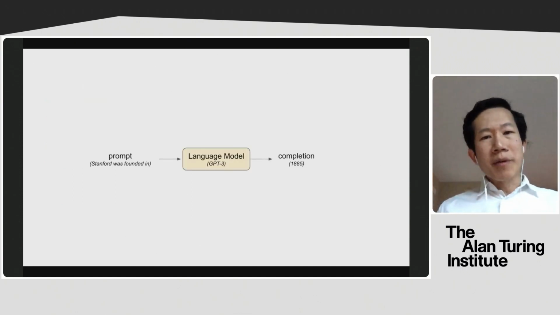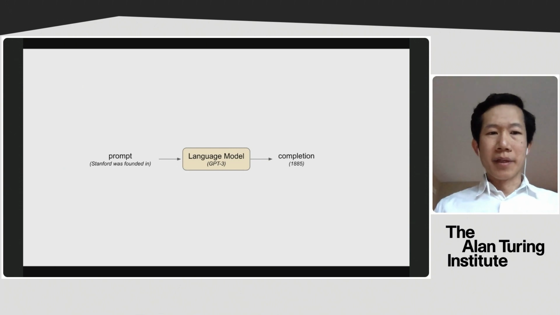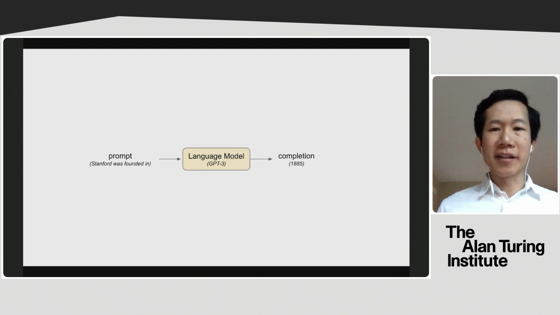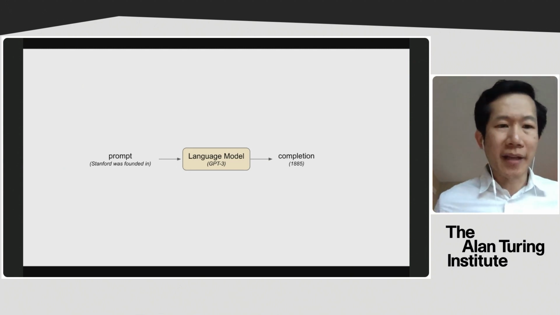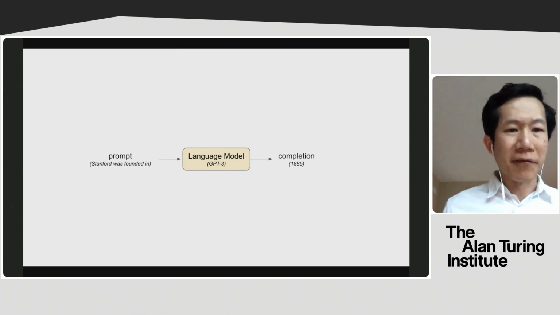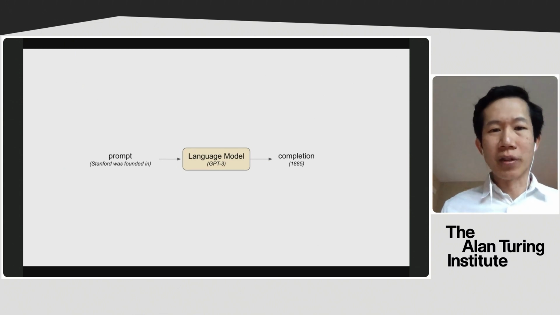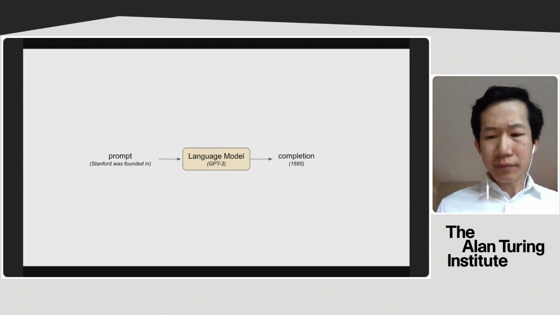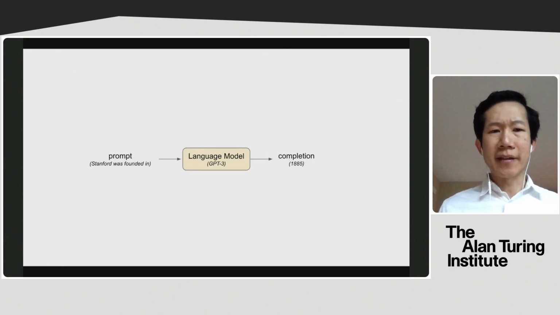But language models are sort of a different thing altogether. So what is a language model? To put it simply, it's something that takes text in and produces text. The input text is called a prompt, and the output text is called a completion. For example, you can have "Stanford was founded in," feed it into a language model such as GPT-3, and you might get a completion like a date. So in some ways, it's a very simple and elegant interface. And that simplicity is what I think makes it really powerful.